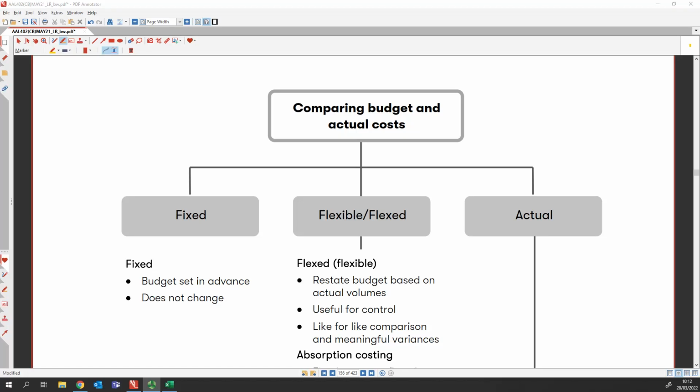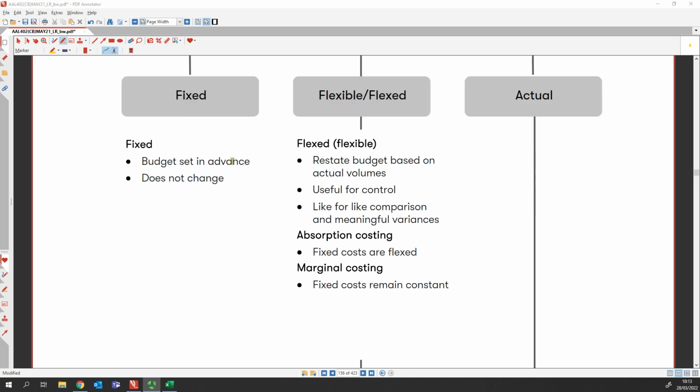So let's take a glance at what we're about to start doing. It's all about controlling the organization. Budgetary control is the main feature in this chapter. Okay, so what we need to first of all understand is a little bit of terminology.